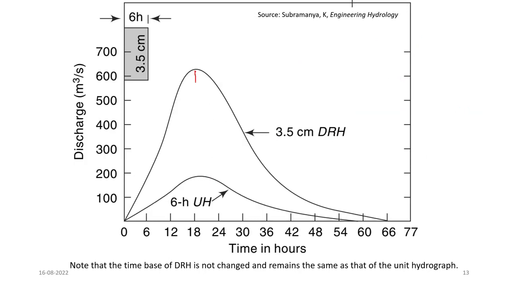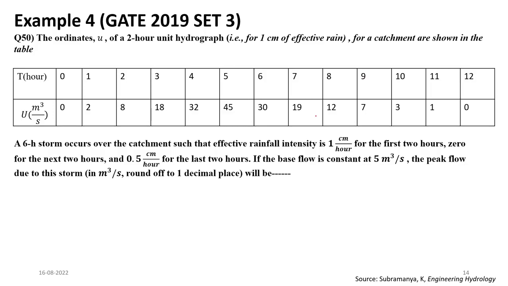Simply this will be the difference. Suppose you say this is QP2 and this is QP1. If you divide QP2 by QP1, it will be like 3.5 times. Okay, in this way you can progress. Yeah, let's solve one previous year question.